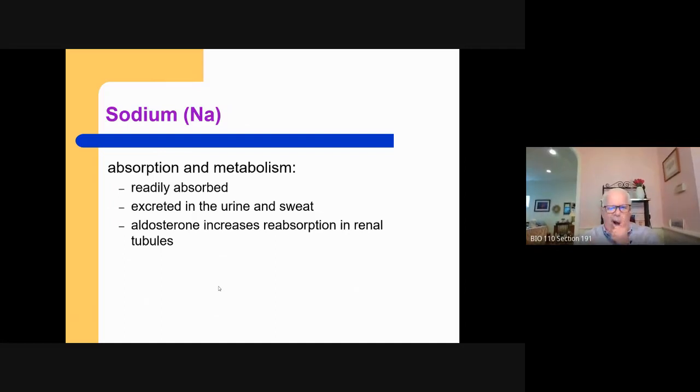Remember, there are 4 systems that get rid of waste, and one of the waste is sodium chloride. Your respiratory system gets rid of waste, CO2. Your GI system gets rid of waste. It's called feces. Your urinary system gets rid of urine. Majority of waste is through your urine. And your skin gets rid of waste in the form of sweat.